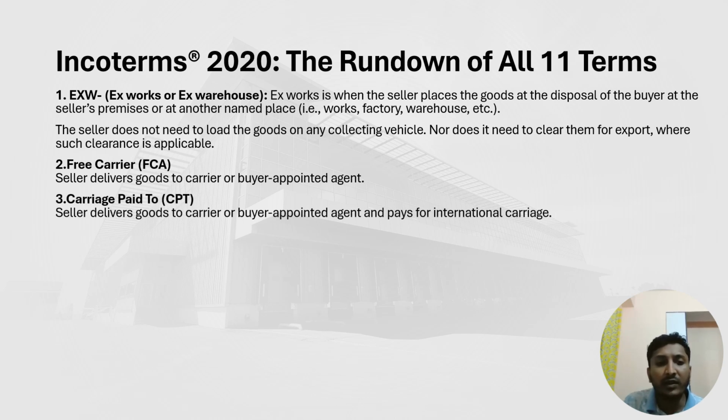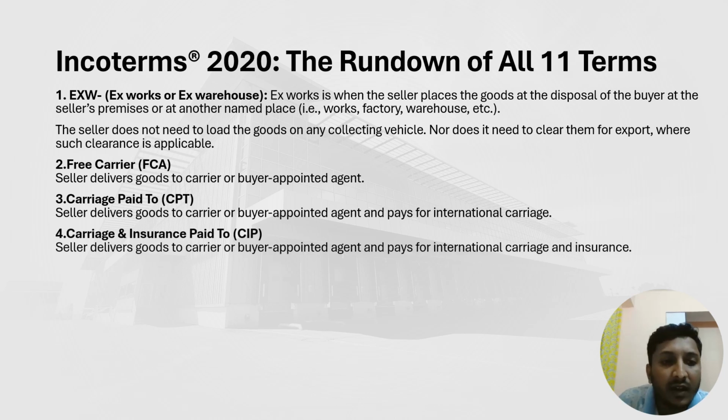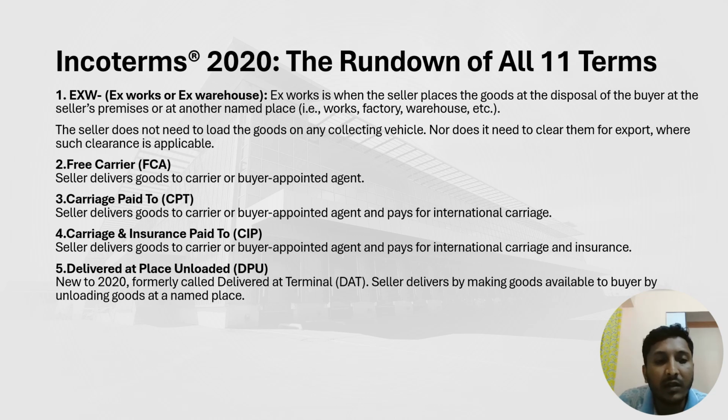And then CPT, carriage paid to: seller delivers the goods to the carrier or buyer-appointed agent and pays for the international carriage. And CIP, carriage and insurance paid to: seller delivers the goods to the carrier or buyer-appointed agent and pays for international carriage and insurance. And DPU, delivered at place unloaded.